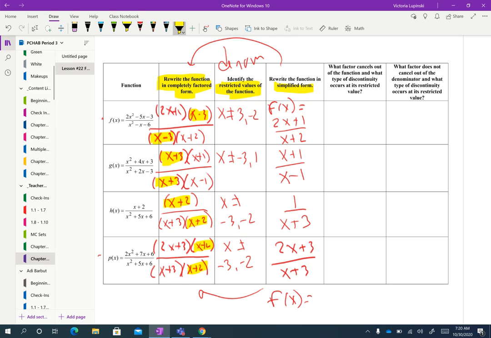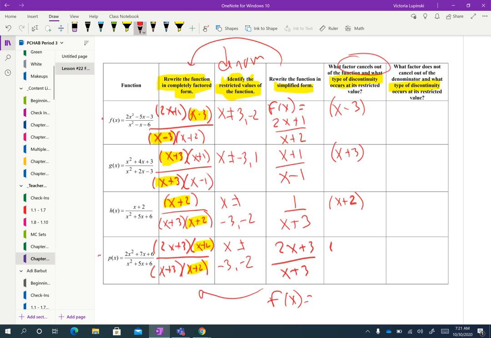So now that we have factored and reduced, now we're going to go ahead and take each of these restricted values that we found in the second column, and we're going to go ahead and get specific and classify them in terms of what kind of discontinuity they are. So notice that in column number 4, it asks you for the factor that cancels out. So if you're talking about the factor that cancels out, we're talking about x minus 3 in the first case. We're talking about x plus 3 in the second case. We're talking about x plus 2 in the third case.